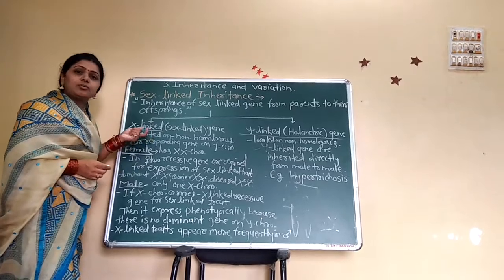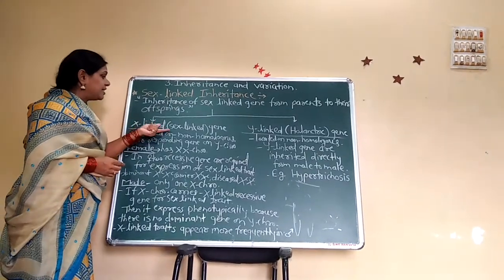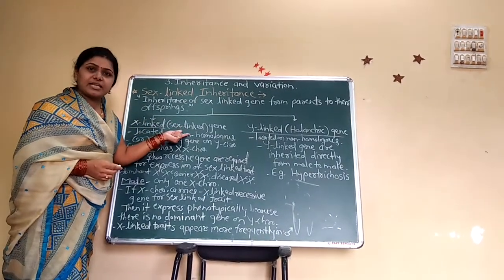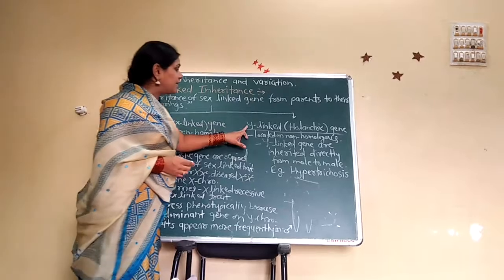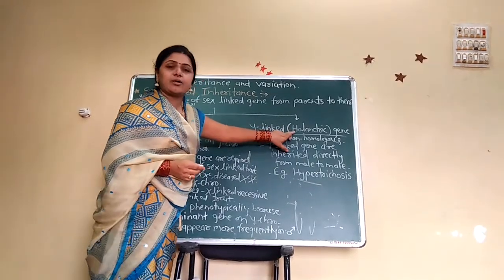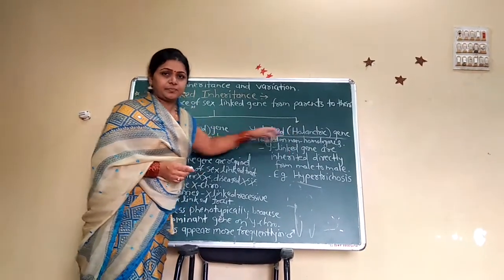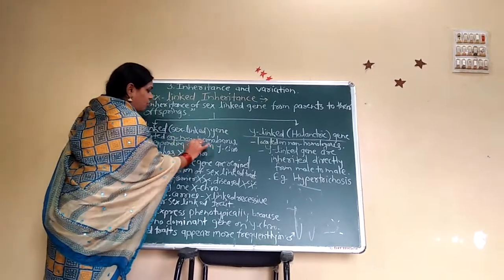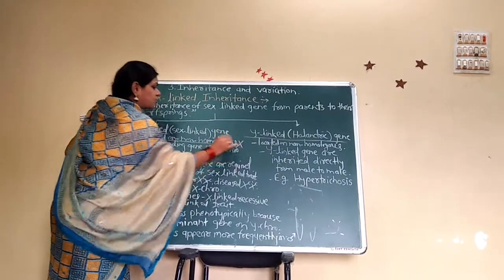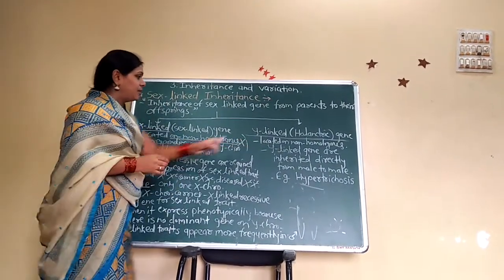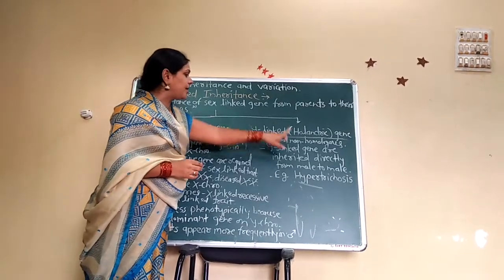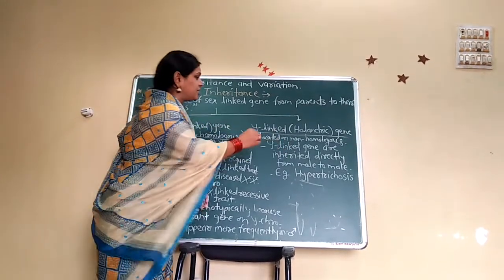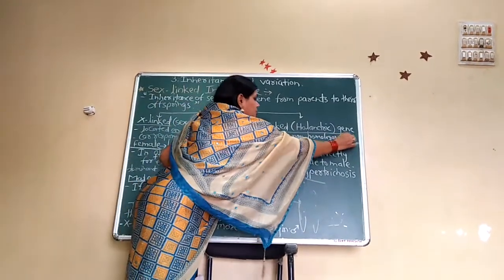X-linked genes are also called sex-linked genes here. Y-linked genes are also called holandric genes here. These X-linked genes are located on the non-homologous region of the X chromosome, and Y-linked genes are located on the non-homologous region of the Y chromosome.